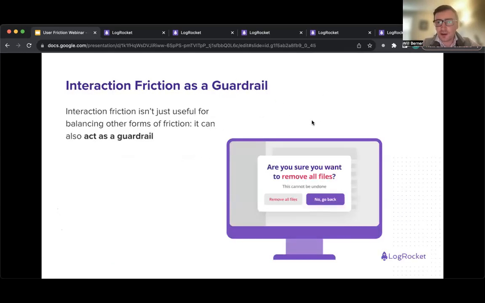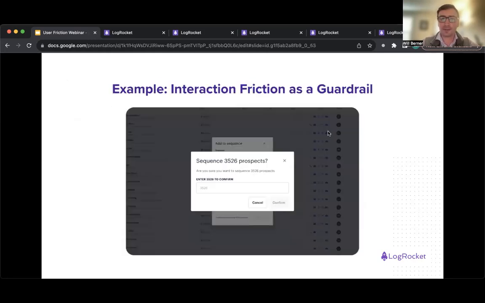All right, so moving on to this idea of interaction friction as a guardrail. We talked quite a bit about balancing the different forms of friction, and that typically means introducing interactions to counter one of the other forms. But it's worth pointing out that there are also utilities for interaction friction just on its own. And I think the most common example of that is using it as a guardrail to prevent our users from making very painful mistakes. And one example of this, here at LogRocket, we use a sales engagement software called Outreach.io.